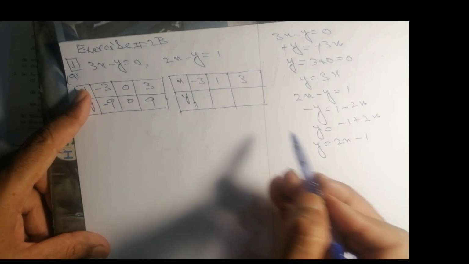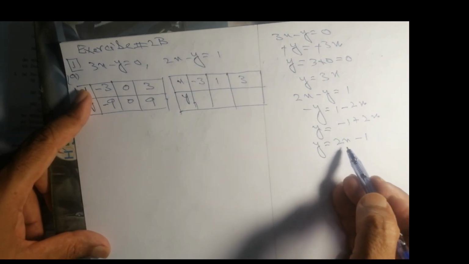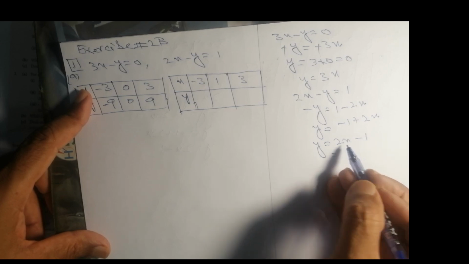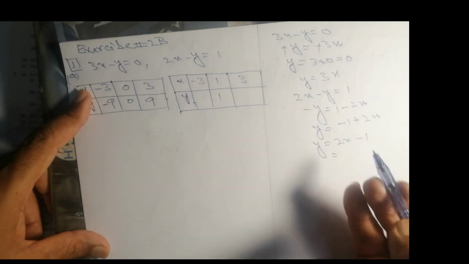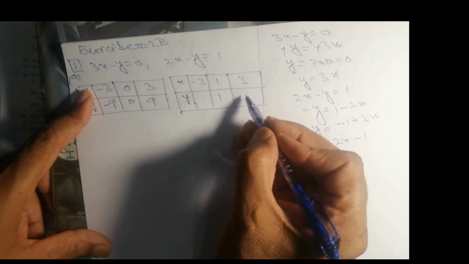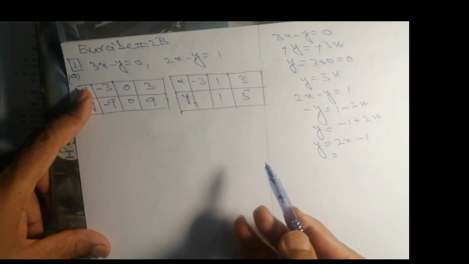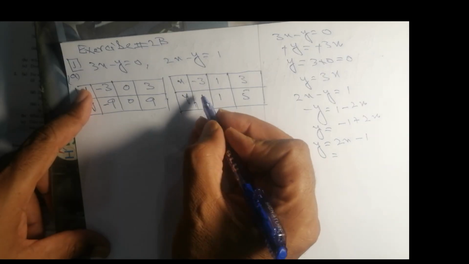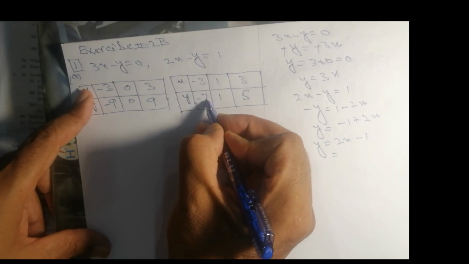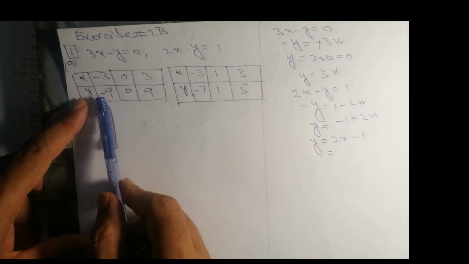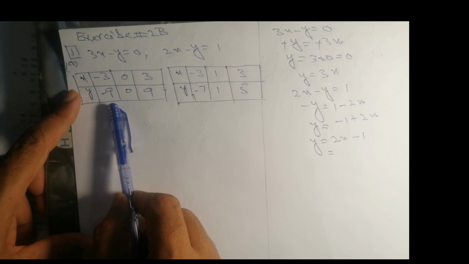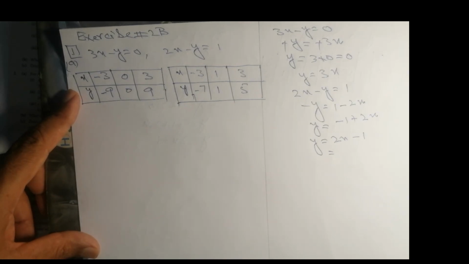So now put values of x. If we put the value of x as 1, this will be 2 into 1, 2 minus 1, equal to 1. And if we put the value 3, 3 times 2 is 6, minus 1, is 5. And if we put minus 3, minus 6 and minus 1, is minus 7. So we have a table of values, or we can make ordered pairs out of these values in the table. Now we need to draw these values on the graph paper.